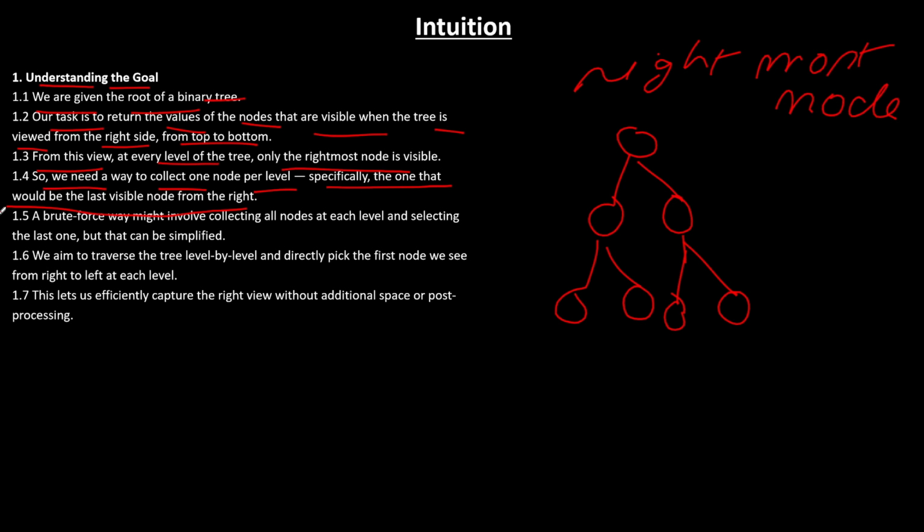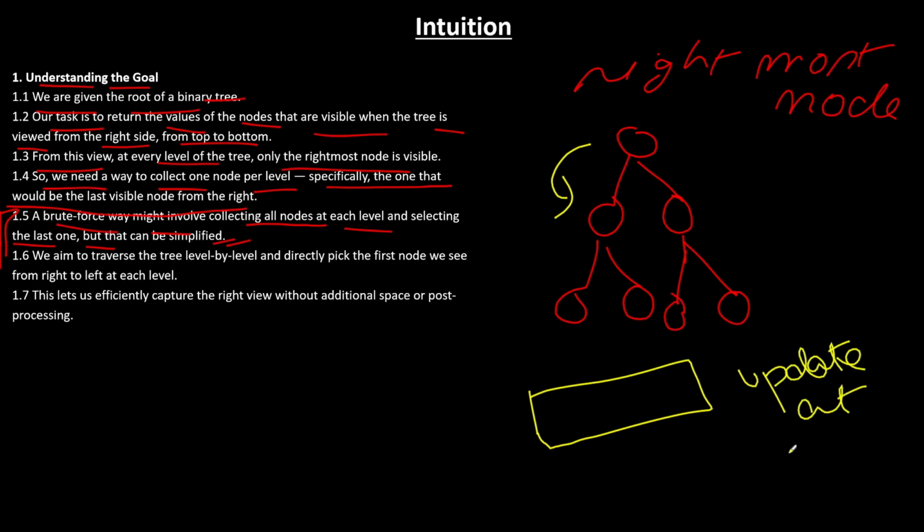So what could be the brute force way to solve it, right? A brute force way might involve collecting all nodes at each level, okay, and selecting the last one, but that can be simplified. How? Let me tell you. First of all, what does brute force tell you? Brute force tells you that you will be taking a 1D array. Whenever you go to a new level, you update this. Fine.